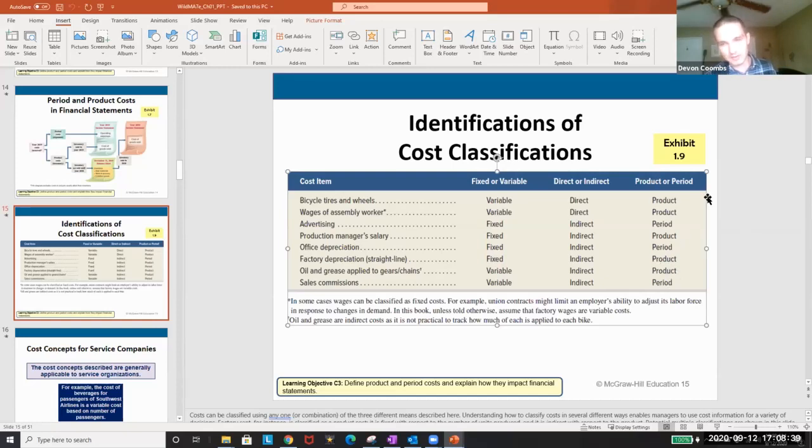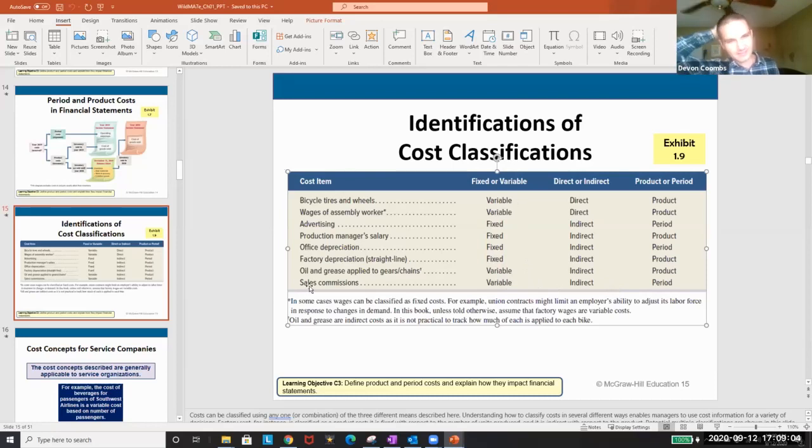Remember, this is up to the discretion of the managerial accountant to determine. If the factory is only making products, then we might be able to allocate it as a product cost. But if it houses anyone else, we might not be able to. Oil and grease applied to grease chains. This is variable, but we know it's product and it's an indirect cost. Sales commissions, that's going to be a period cost, indirect and variable.